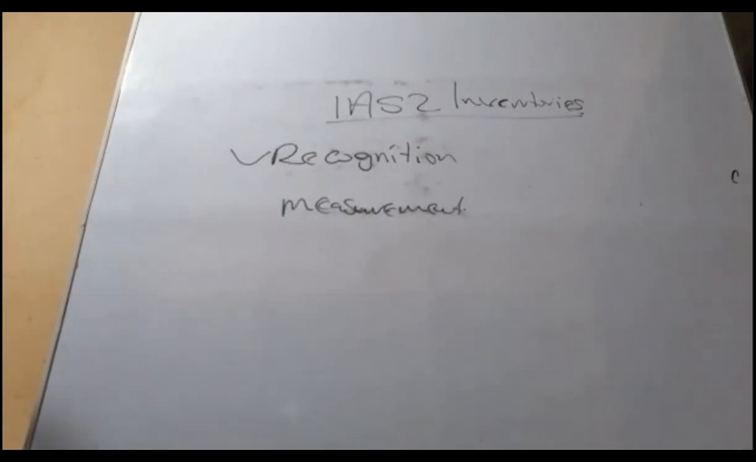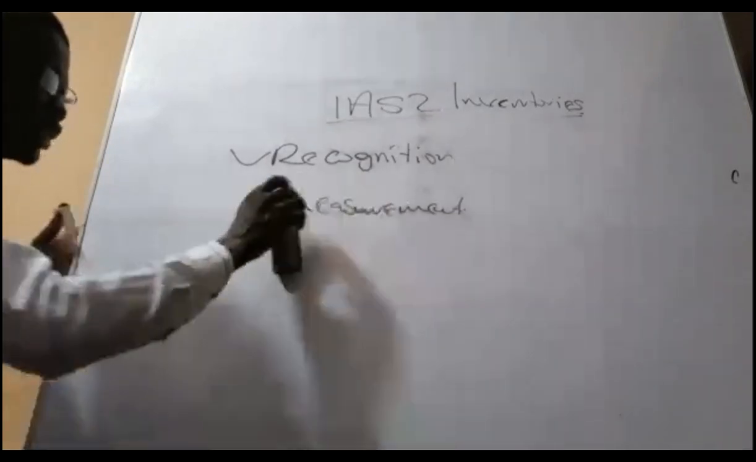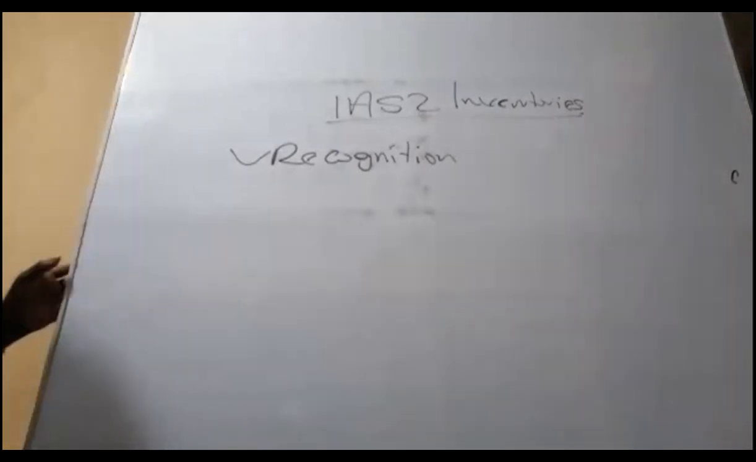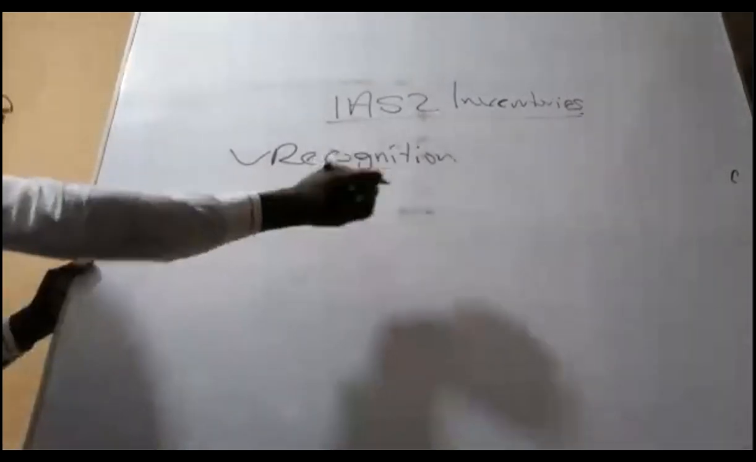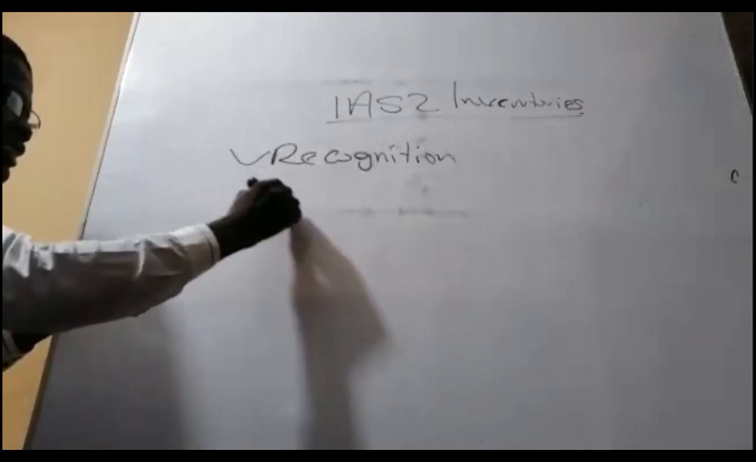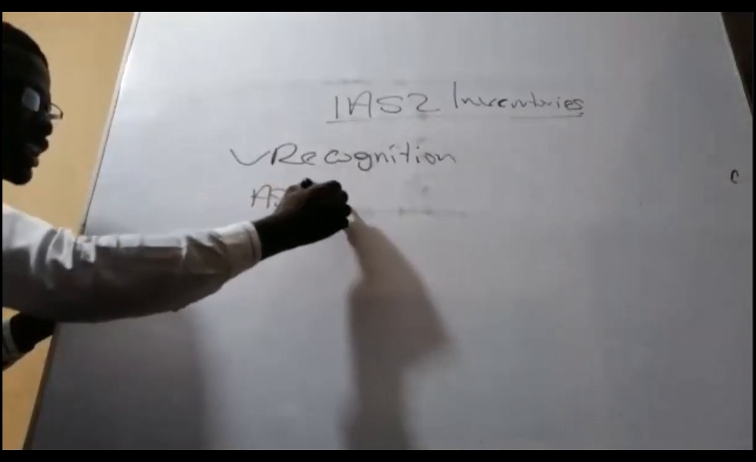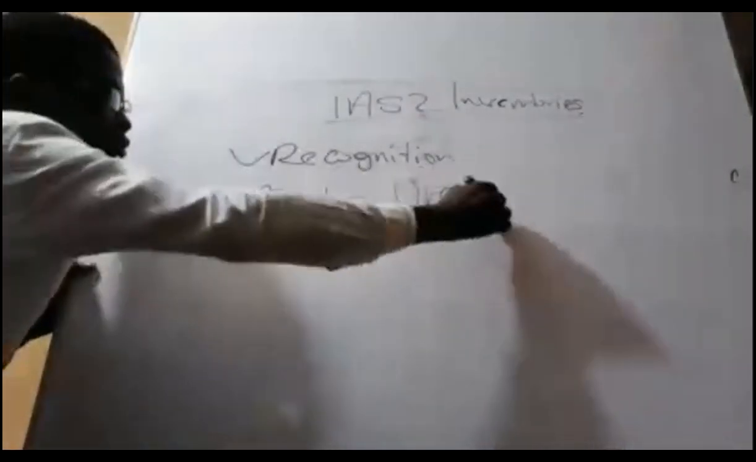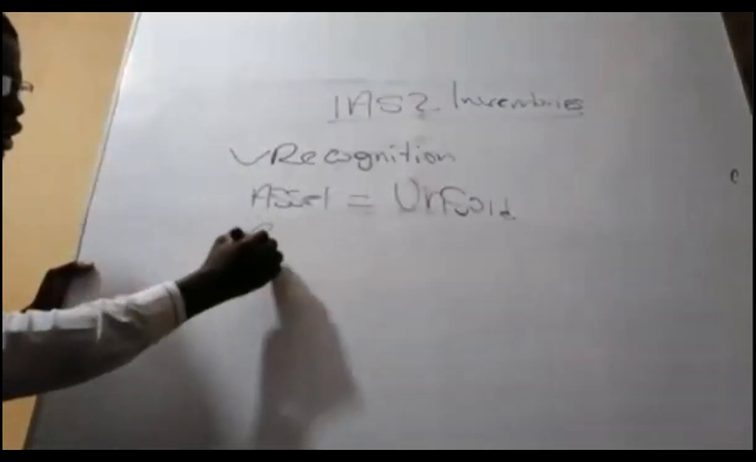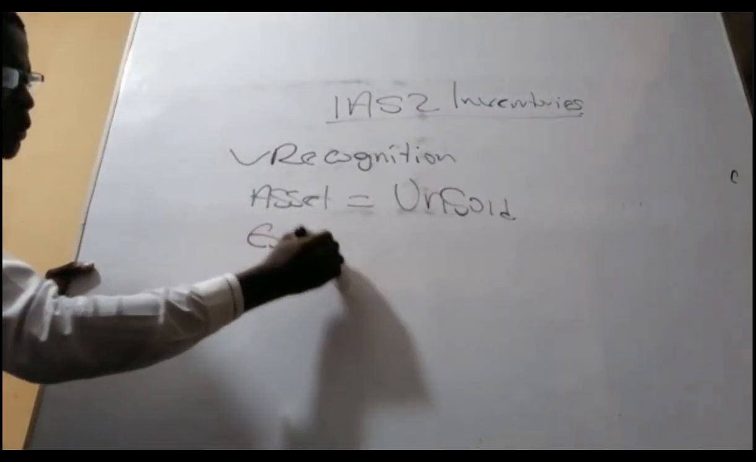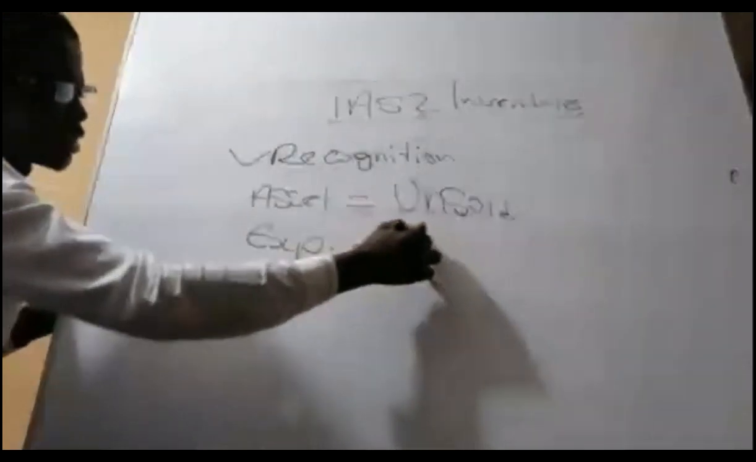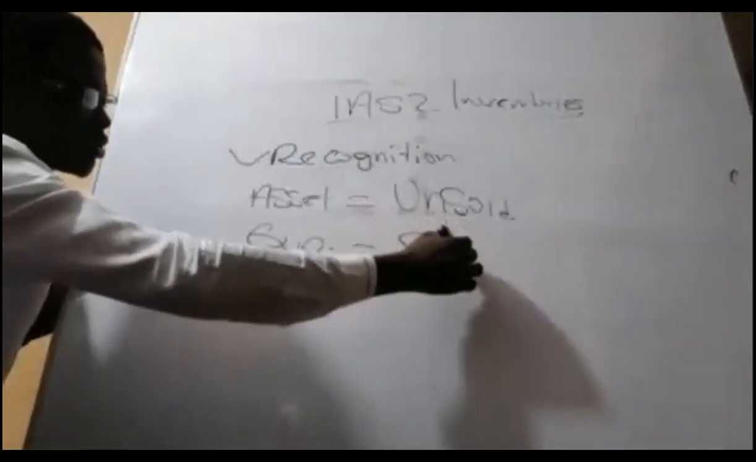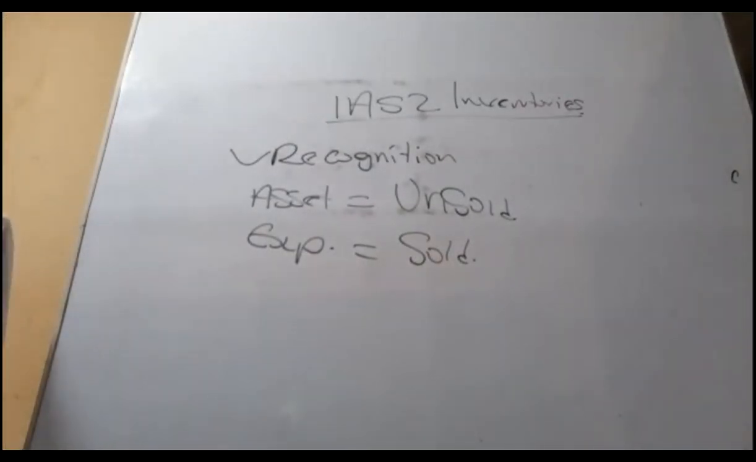So in summary, unsold inventory is an asset. It must be recorded as an asset if it's unsold. Then it must be recorded as an expense if it is sold inventory, or the sold goods. So that's the simple treatment of inventory.